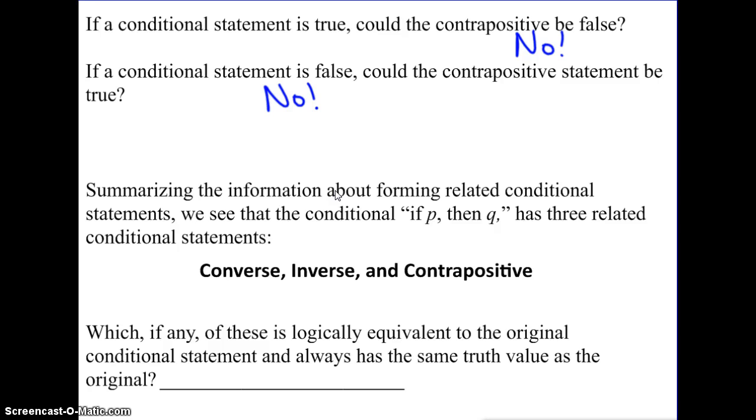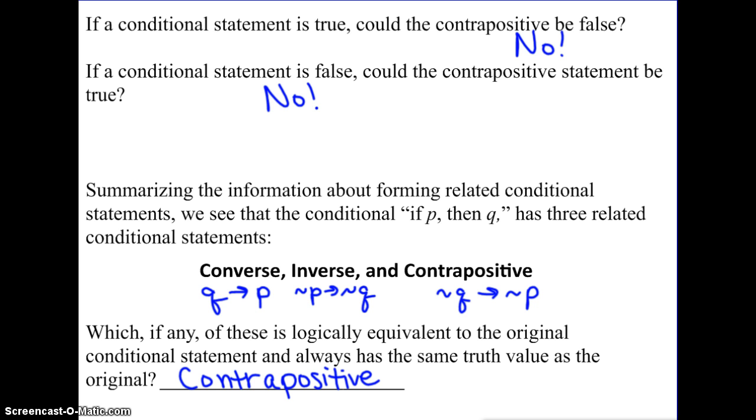Alright, so summarizing our information, we know that the conditional statement, if P, then Q, has three related statements. The converse, which is Q implies P. The inverse, not P implies not Q. Oops, that is a P. And then the contrapositive, not Q implies not P. So which, if any of these, are logically equivalent? That is the contrapositive. So I know I'm asking you a whole bunch of different ways, okay, but remember that it could be asked any number of ways on a test or a quiz, and you need to be prepared to answer any one of these.